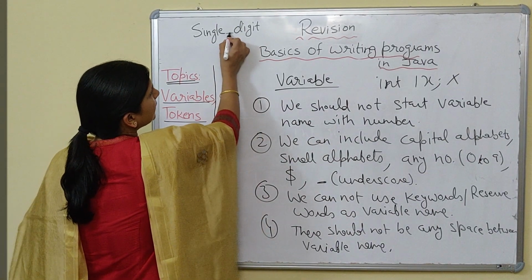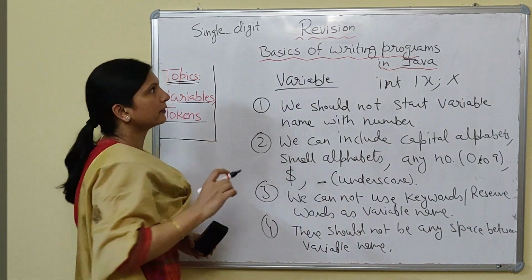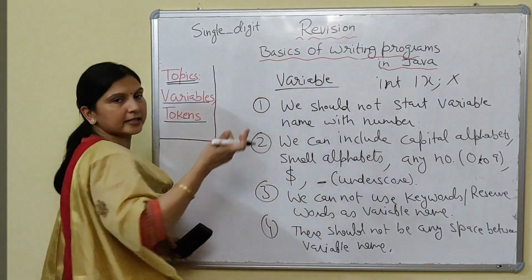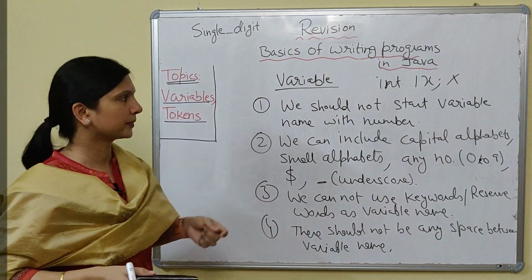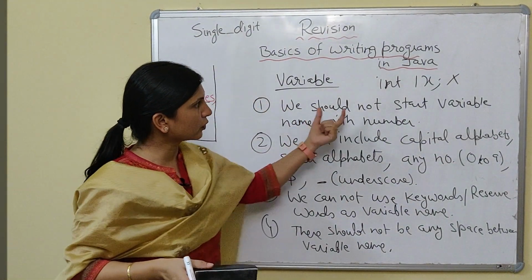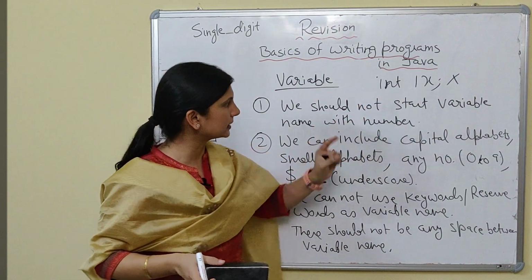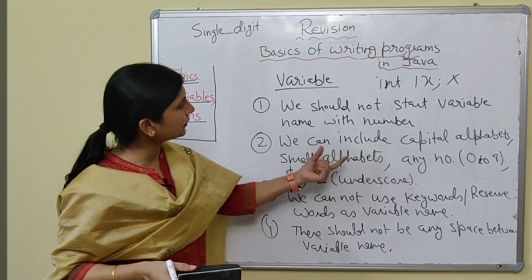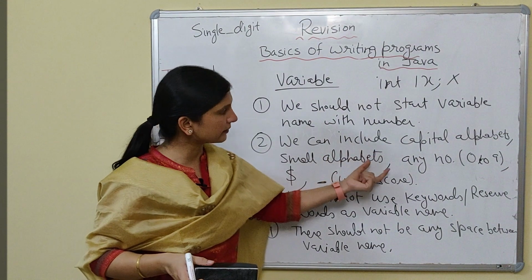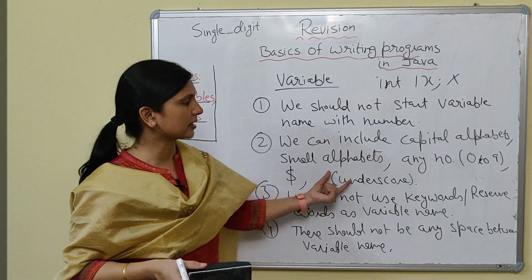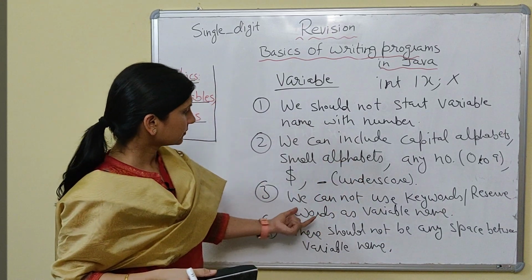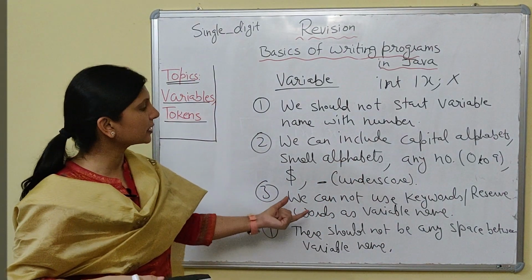You can give the underscore. Fine, underscore will be valid. Or without space you can write. So these are the 4 rules. We should not start variable name with number. We can include capital alphabets, small alphabets, any number 0 to 9, dollar and underscore. These are valid. And we cannot use keywords or reserve words.